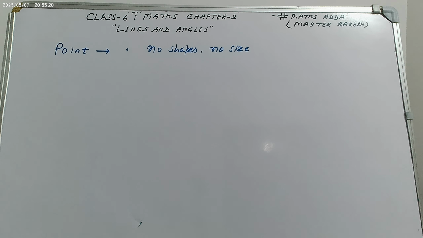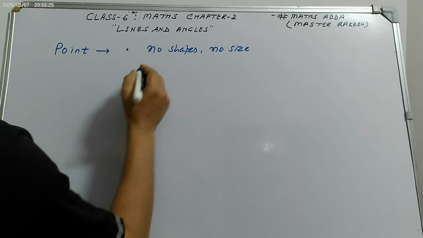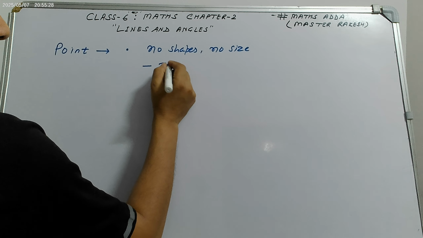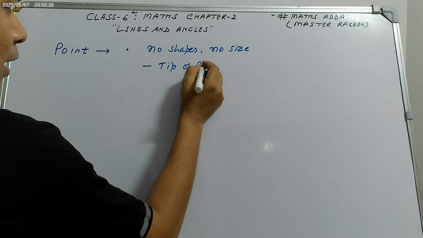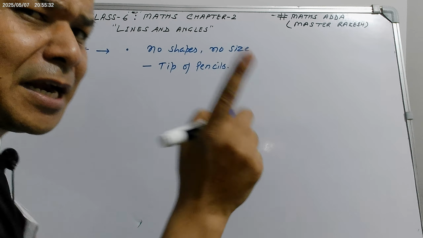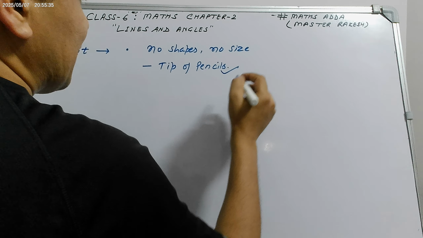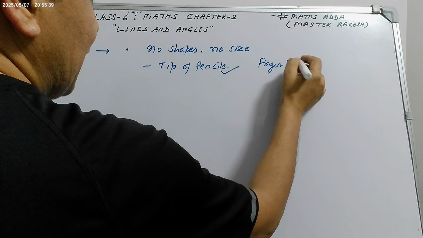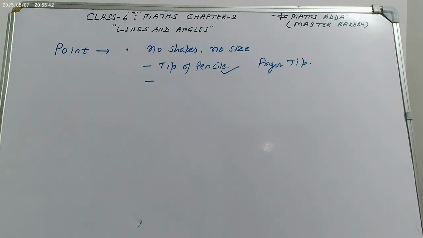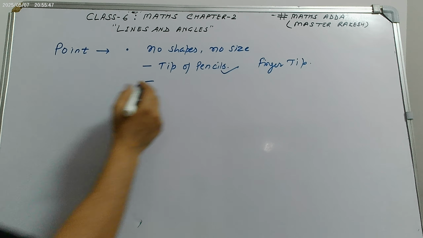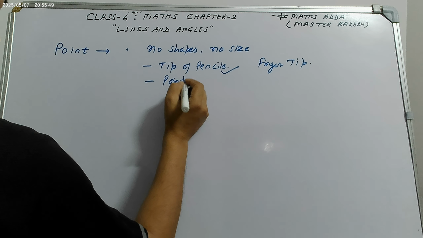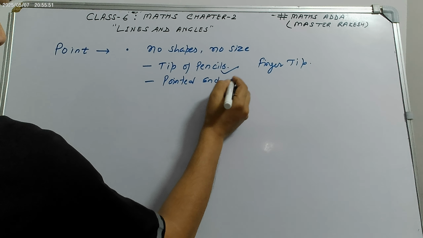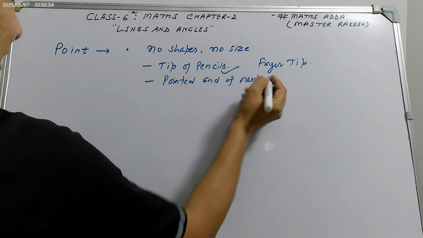So like point, where do you see these points in the example? Like the tip of a pencil. You see the tip of a pencil as an example of a point. Okay, fingertip, that is again a point. Okay, the pointed end of a needle. So these are the points.